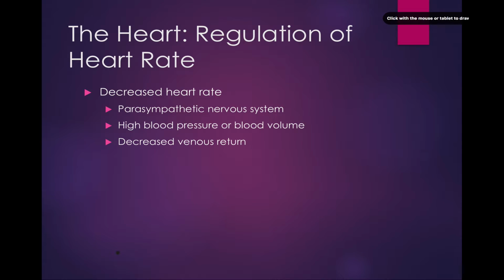Your heart rate will decrease based on the parasympathetic nervous system. This was your resting and digesting system. So if you have high blood pressure or blood volume, you're going to try to decrease the heart rate. And if you have a decrease in the venous return.